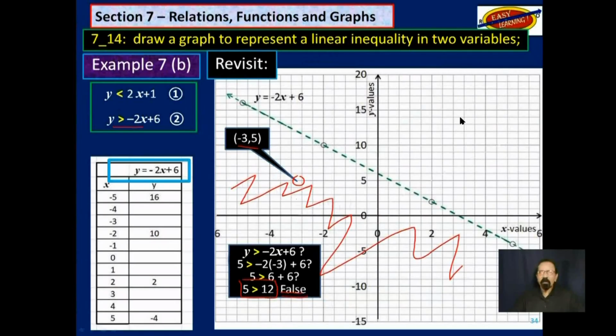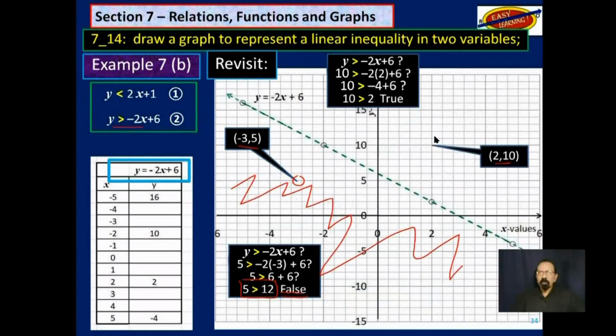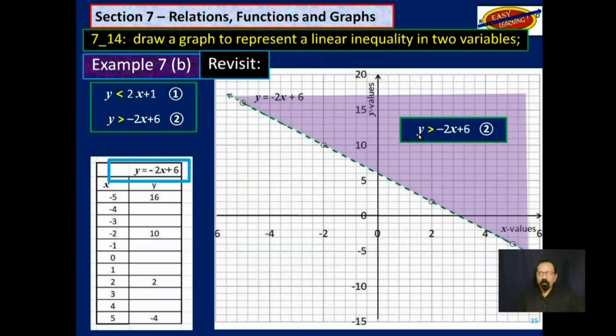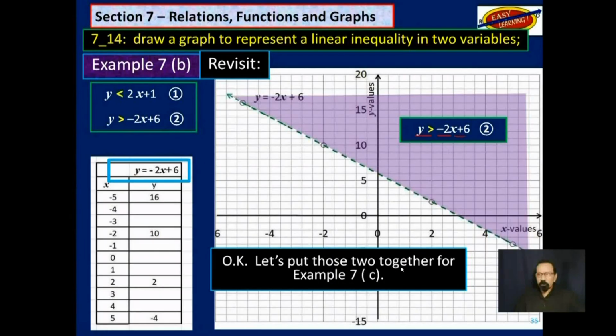Let's see what the next side will give us. 2 and 10. You substitute the 10 for y and the 2 for x, and you come up with 10 is greater than 2. That is true. So yes, we will use this side as a region that will satisfy that inequality. So we get this. Y is greater than -2x plus 6. So okay, let's put those two together to see what we get.